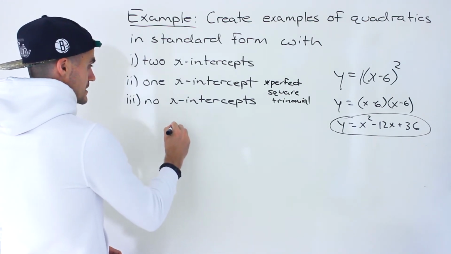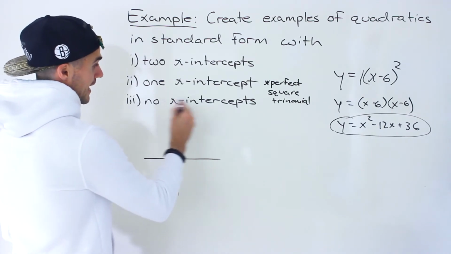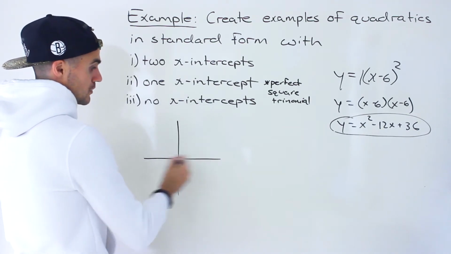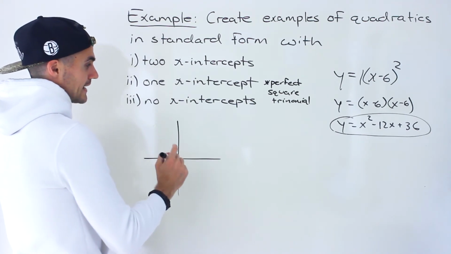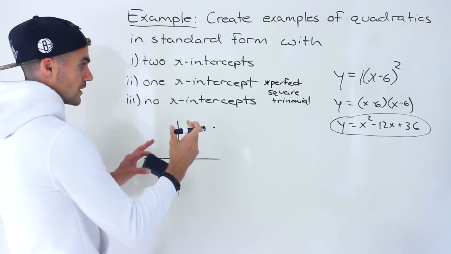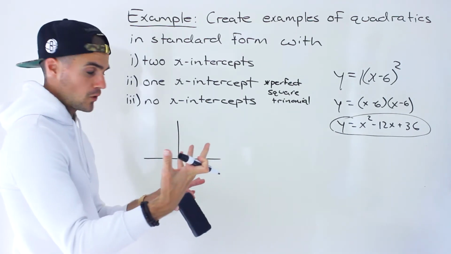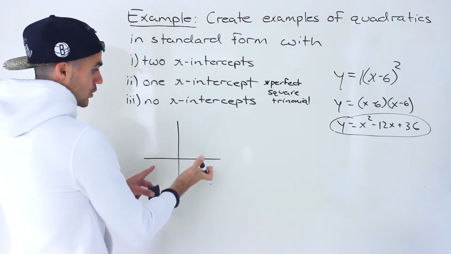For this case, I feel like it's a little trickier. First off, it can't be factored, right? Because there would be no factors, because there's not going to be any x-intercepts. So with this kind of case, what I would do is pick or choose a quadratic, write it in vertex form, and then expand it.